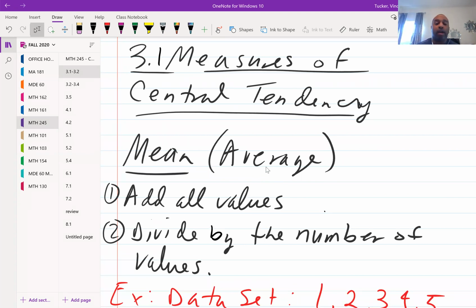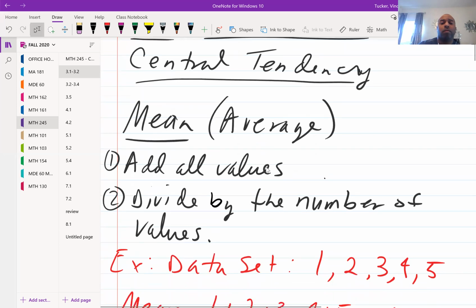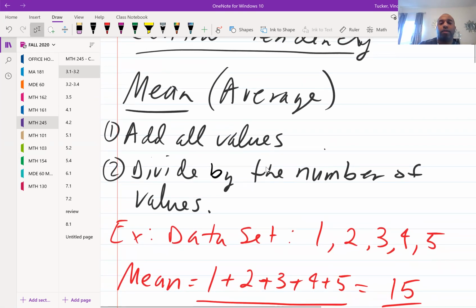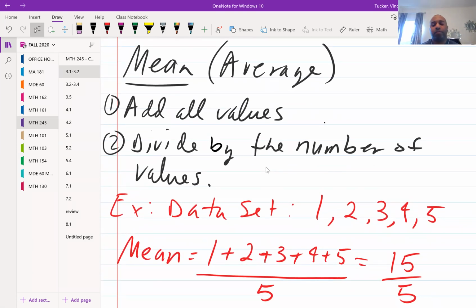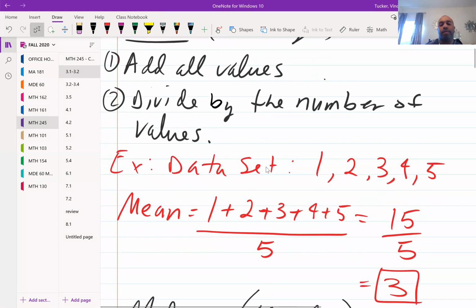To find the mean, you will add all of your data values together and then divide by the number of data values that you have. All right, so our first example, just a mini example. If we have the data set of 1, 2, 3, 4, 5, you will add up 1, 2, 3, 4, 5 and divide by 5 because we have 5 numbers. So it's 15 over 5, and that makes our mean 3.